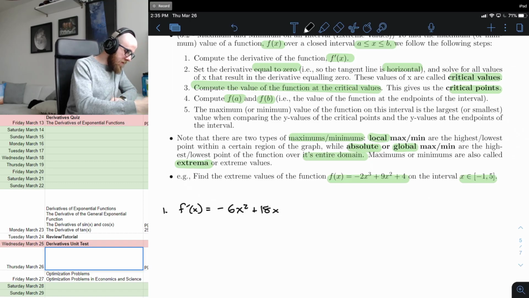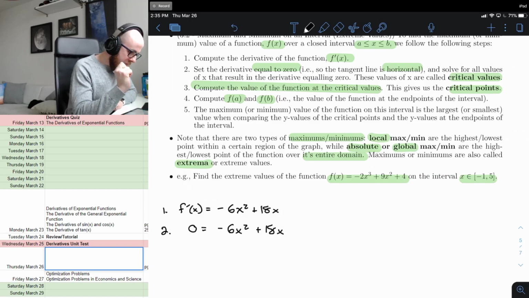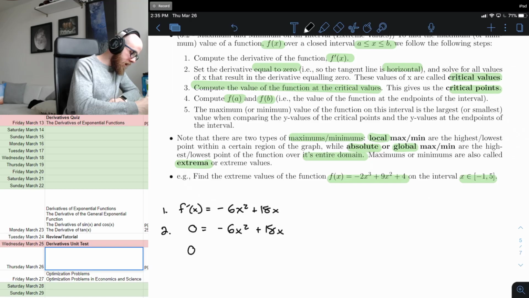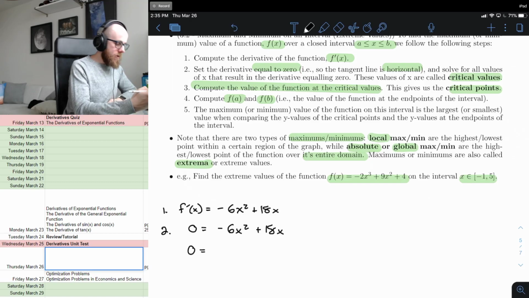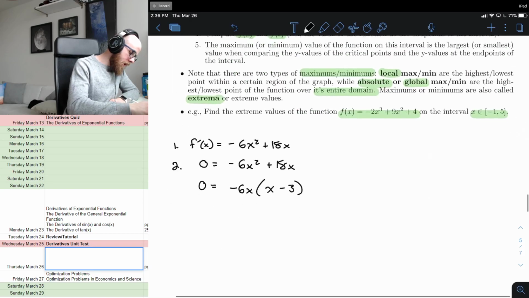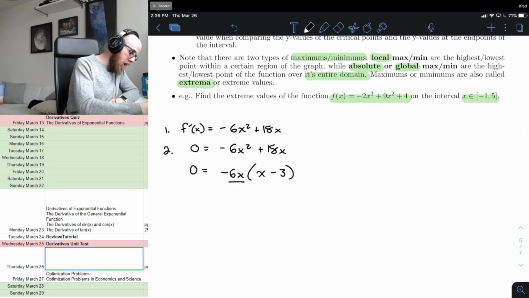Step 2, I set the derivative equal to 0: 0 equals negative 6x squared plus 18x. Step 2 done, not bad. Then I solve for all values of x that result in the derivative equaling 0. Because I'm dealing with a polynomial, I'm going to factor it. Here I can factor out negative 6x, and I'd be left with x minus 3. Which means I'm going to have two critical x values. So I have x equals 0, that's 1, and I also have x equals 3.